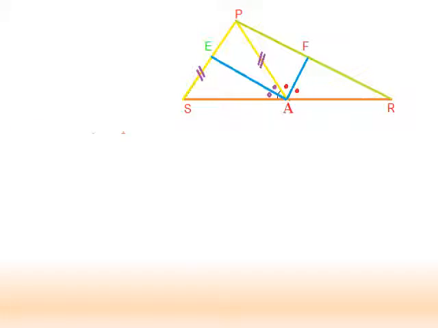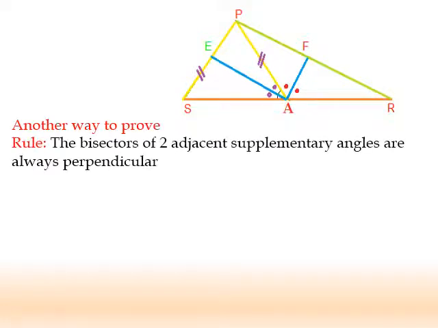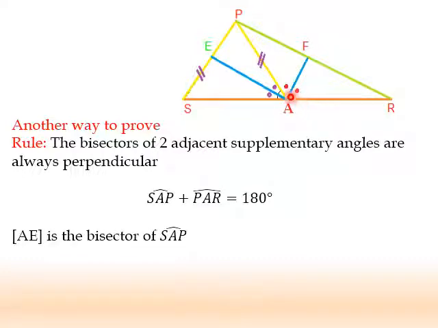Another method to prove is by using the properties of the bisector. The bisectors of two adjacent supplementary angles are always perpendicular. That's a rule that we should memorize. So here we have SAP plus PAR equals 180 degrees. AE is the bisector of angle SAP, the first angle.